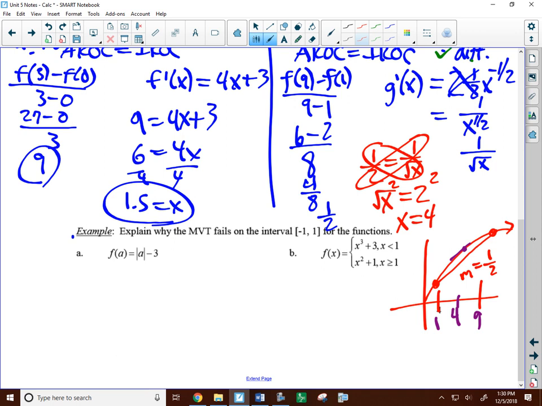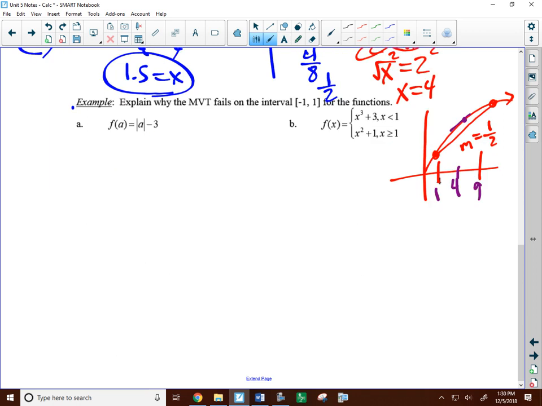Very good. Let's look at the bottom. Explain why the MVT fails on the interval -1, 1 for the functions. So each of these, I'm going to check the 3 conditions, and we're going to see that at least one of them is not going to work. Yes. So let's look at A. So we know that it's an absolute value, right? But it's moved down 3. So it's like this bottom one here. It's an absolute x or absolute A minus 3 is. Just so you have an idea.